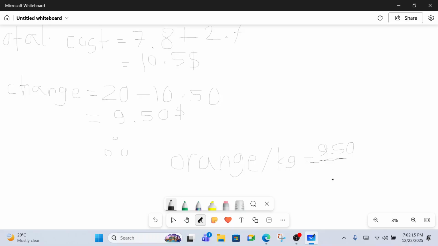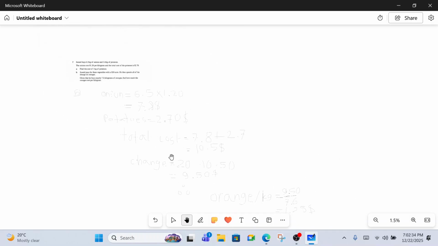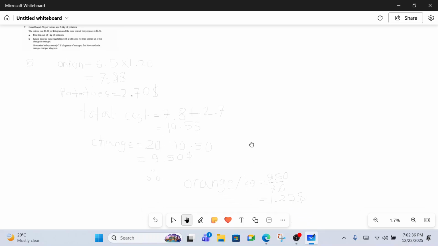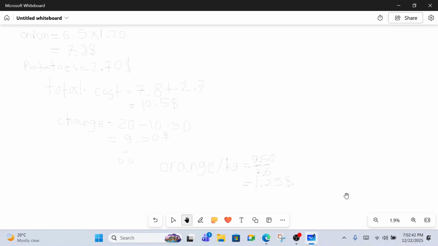9.50 divided by 7.6. So oranges per kilogram should cost $1.25. And that is our answer for question number 7B. Take your time, copy this on your notebook, visualize it, understand. Yeah, and I'll erase this now.